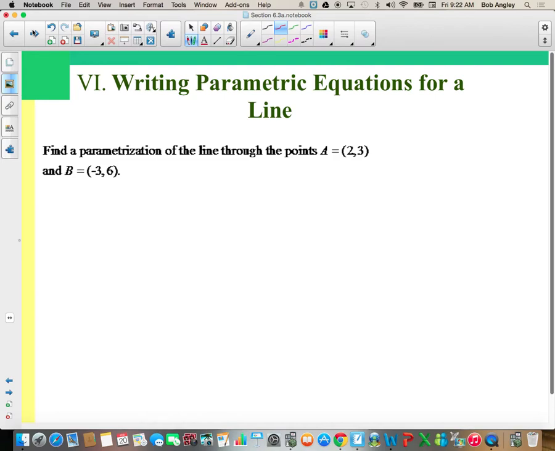Now, on this next thing, we're going to talk about writing parametric equations for a line. There is a way that the book does this, and it involves vectors. There's an example in the book, and if you happen to have a tutor, your tutor is going to try to teach you that way. It's fine if you do, but I'm going to show you a way that's different, that's easy to understand, and we're going to go with this other way.